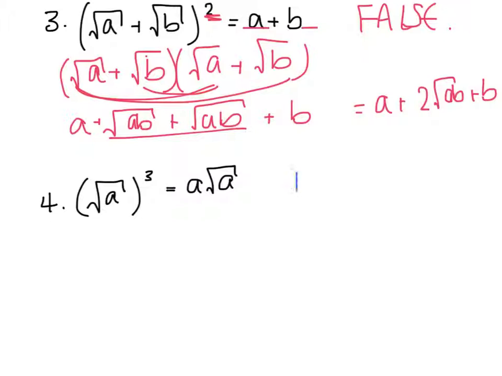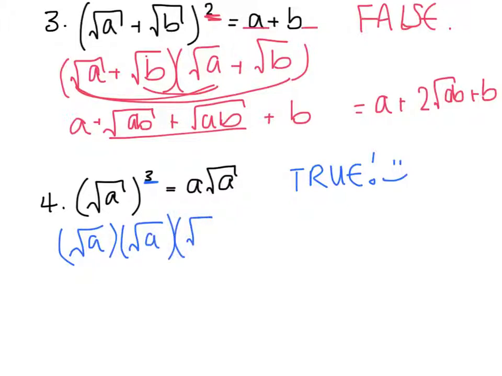Now number 4 is true. This cubed means write the bracket out 3 times. So we've got root A times root A times root A. Now root A times root A is A, and we're still left with a root A on the end.